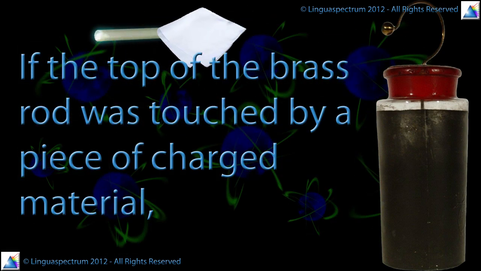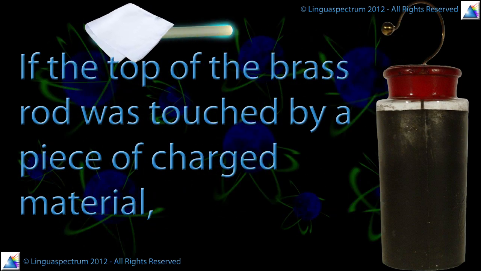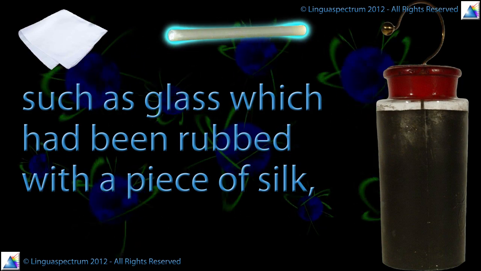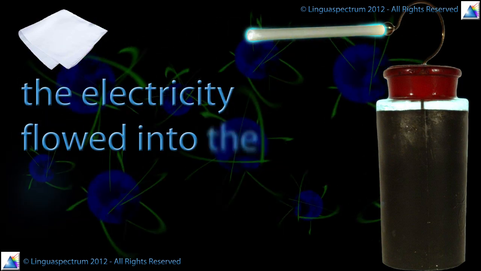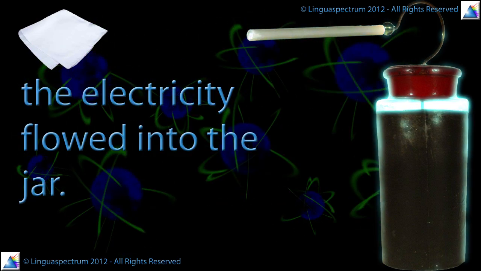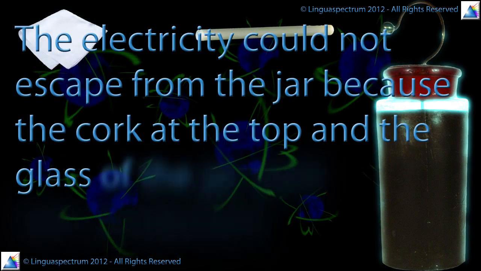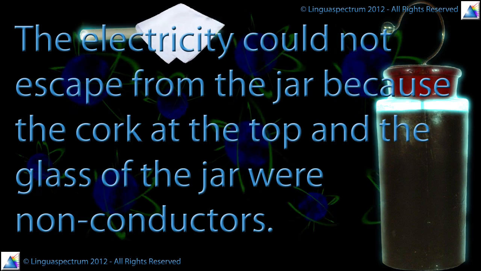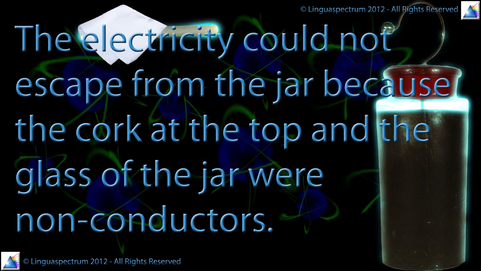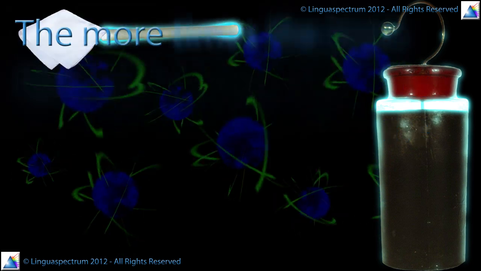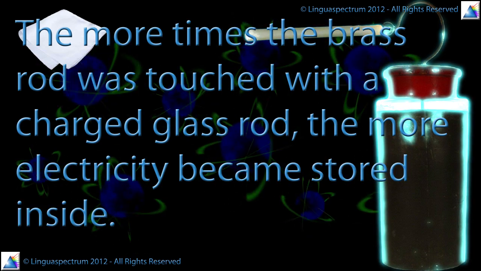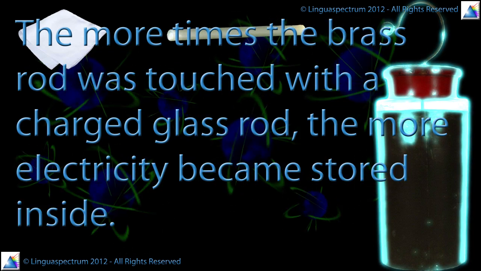If the top of the brass rod was touched by a piece of charged material, such as glass which had been rubbed with a piece of silk, the electricity flowed into the jar. The electricity could not escape from the jar because the cork at the top and the glass of the jar were non-conductors. The more times the brass rod was touched with a charged glass rod, the more electricity became stored inside.